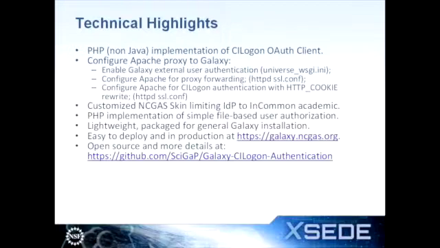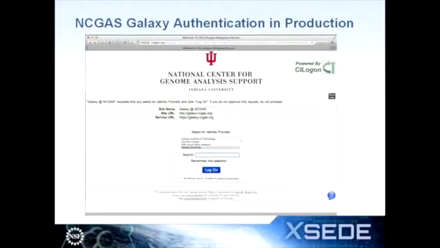The more detailed nuggets of our code can be found on GitHub at this URL. Finally, here's the NCGAS Galaxy authentication production page, how it looks. If you go to https://galaxy.ncgas.org, you will be redirected to a page like this that's a customized NCGAS CILogon page, where you can select your own home institution from the list of identity providers and authenticate using your home campus method. For example, if you are from Indiana University, you will be redirected to the IU CAS authentication page.